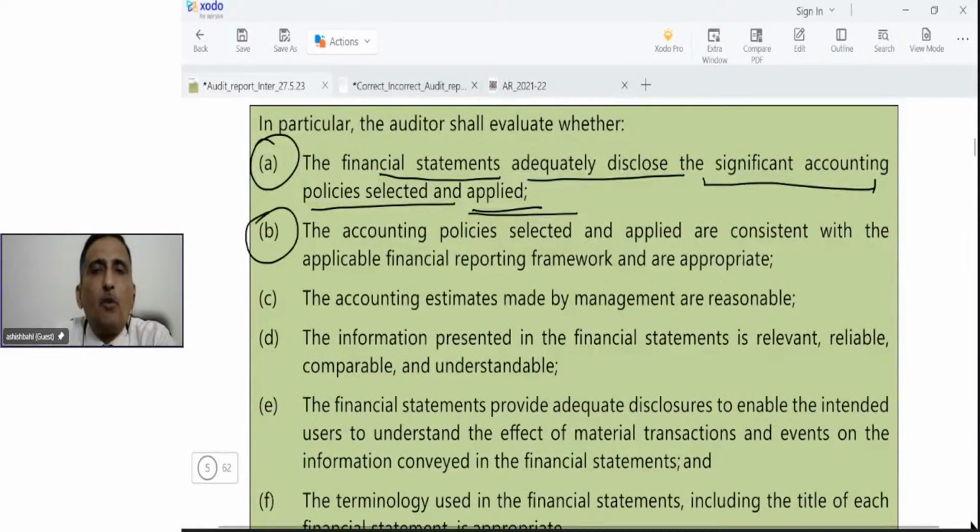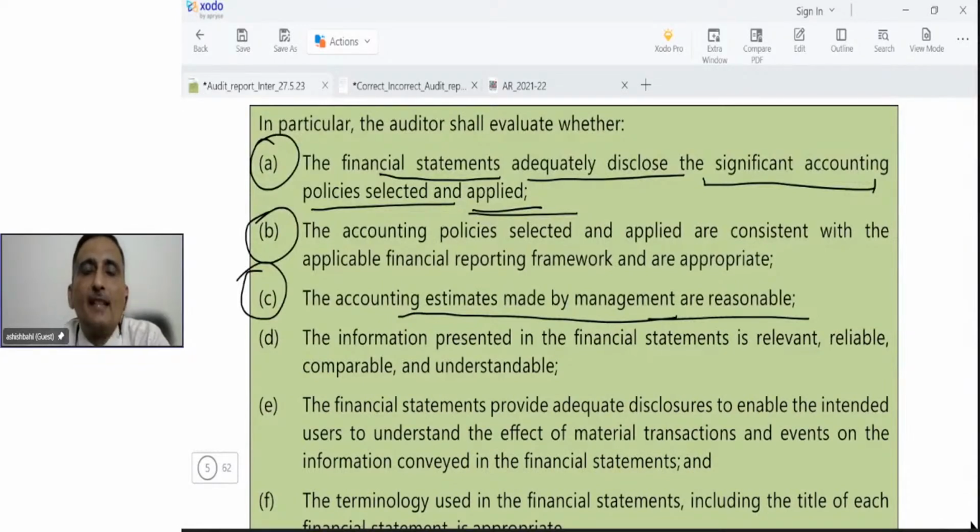Number two, the accounting policies selected and applied are in accordance with the applicable financial reporting framework. Like, in case of a company, we are talking about Schedule 3, because financial statements are finally to be judged by the auditor in accordance with the requirements of the reporting framework in accordance with which these financial statements have been prepared. Number three, the accounting estimates made by management are reasonable. Like the example I gave you of an allowance for obsolete inventories: whether it is reasonable, whether it is not understated so as to artificially increase the value of inventories.